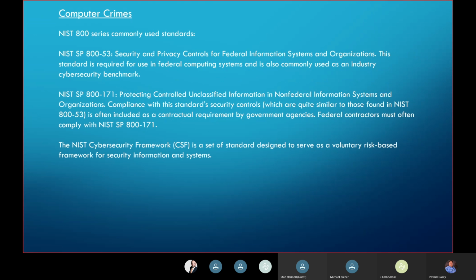All right, SP 800-171, Protecting Controlled Unclassified Information in Nonfederal Information Systems and Organizations. Compliance with this standard, whose security controls are quite similar to those found in 800-53, is often included as a contractual requirement by government agencies. Federal contractors must often comply with this standard. And then the NIST Cybersecurity Framework, CSF, is a set of standards designed to serve as a voluntary risk-based framework for securing information systems. If you look up the CSF, the thing is absolutely massive. There's so much detail in there, and it took people a long time to generate that data. But if you're interested, you should definitely check it out.